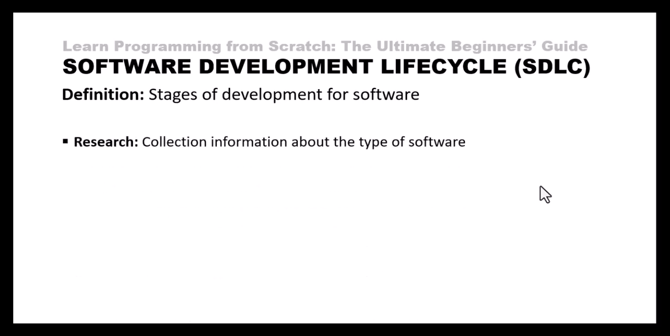The first stage that you're going to have in the software development lifecycle is research. Just don't start developing software. You need to research the type of software that you want to develop. Read about it, find out the functionalities, find out the technologies to use to build it, find out how it is on the market. It should be a collection of information about the type of software, what it does, its functionalities.